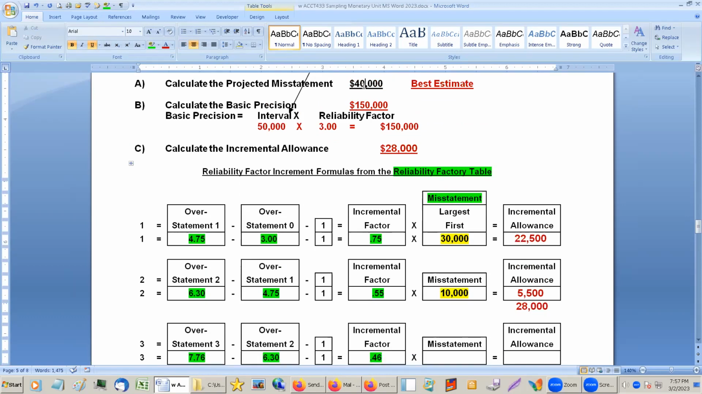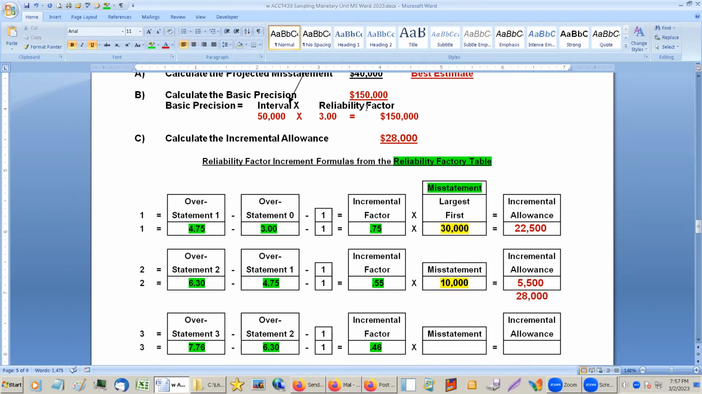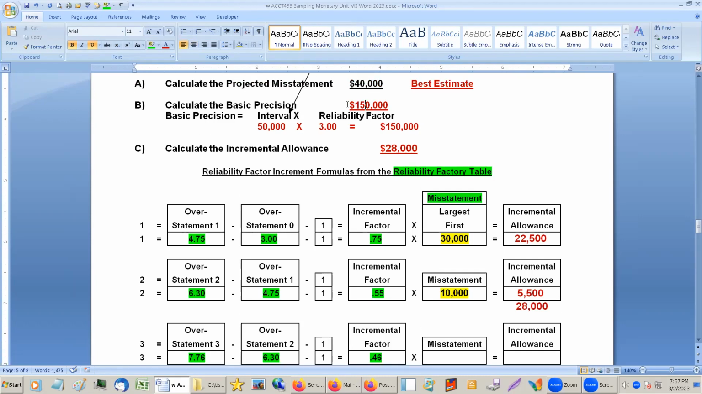So our best estimate is that this is off by 40,000. Our basic precision says it could be off even if there were no errors at all. It could be off by 150,000. Our incremental allowance said, look, we found these errors, and because we found these errors, it's possible there are more errors out there. It's more likely that there are errors because we found these. And the size of the errors matters. The bigger they are, the worse it could be. So we're saying that this could be up by another 28,000.